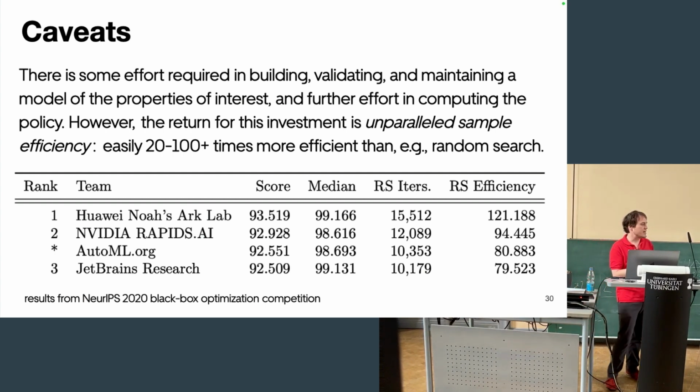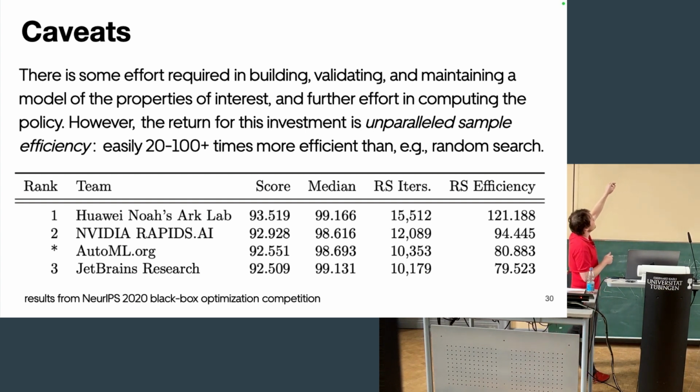However, if you're in this kind of regime where experimentation is very expensive, then the payoff for this investment is unparalleled sample efficiency. Bayesian optimization in particular can be easily dozens to hundreds of times faster or more efficient than alternatives like random search.